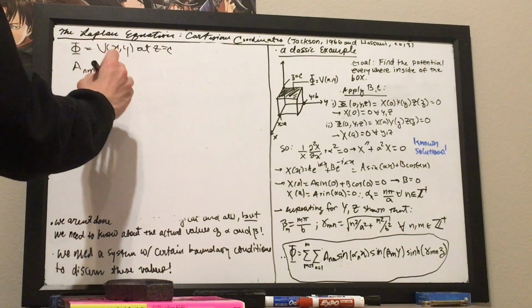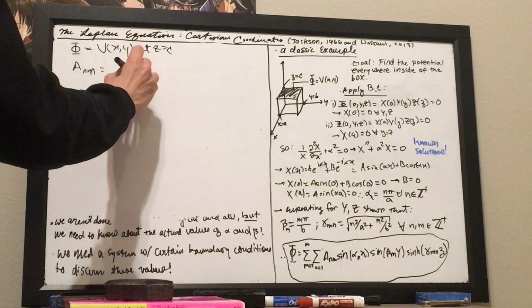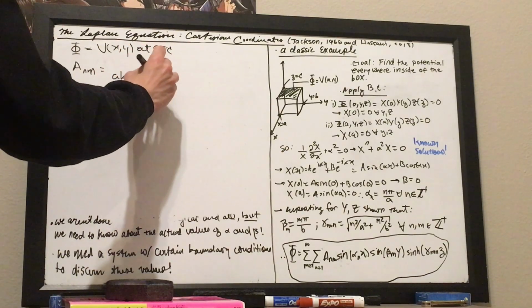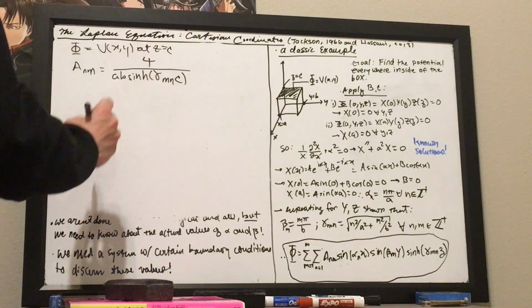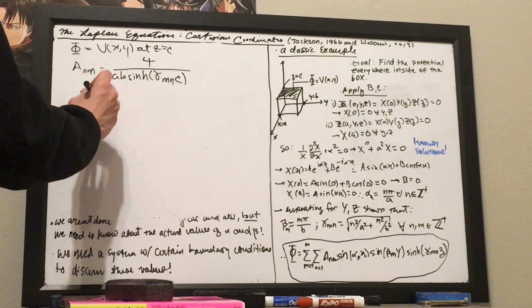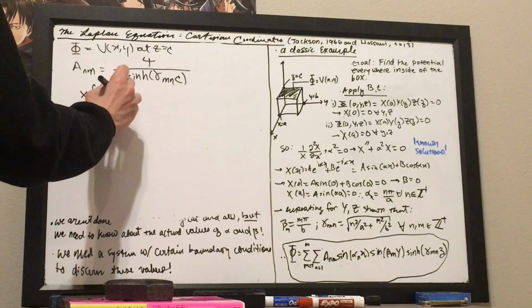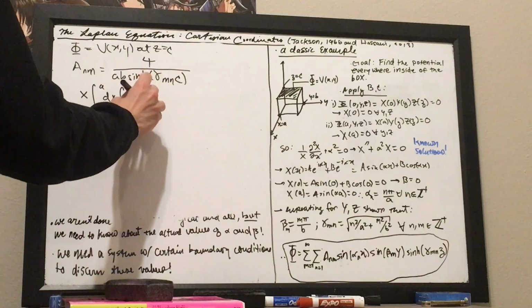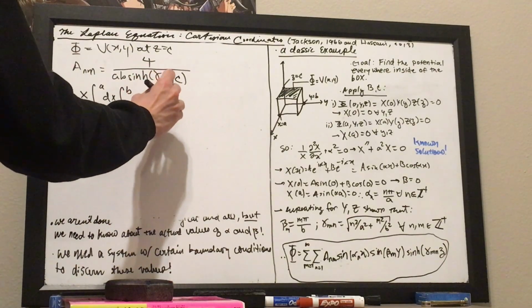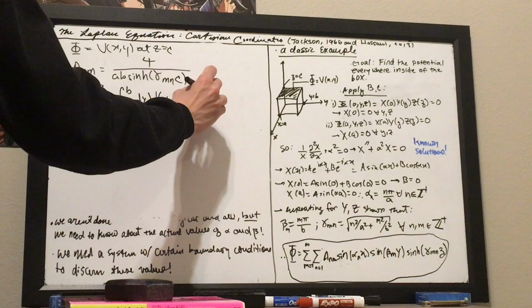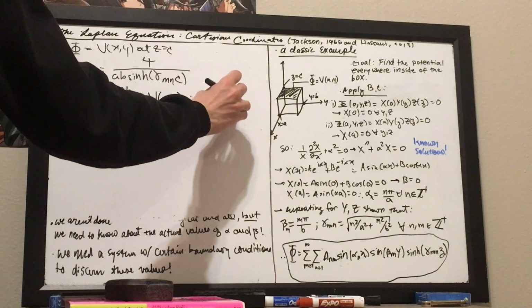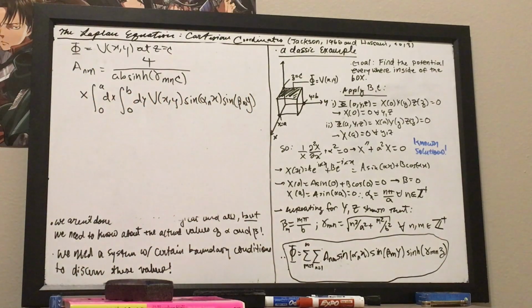What we end up seeing is that we could solve for our coefficients a_nm, which will end up being 4 over a b sinh of gamma_mn c, times the integral from 0 to a dx, integral 0 to b dy, then our potential function V(x,y), and then times our sine functions here, so sine alpha_n x sine beta_m y, like that.